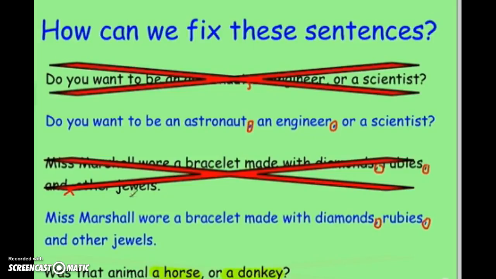If I only have 2 items, I don't need a comma. So I'm going to cross that out. And let's look at how that sentence should be written. Was that animal a horse or a donkey?